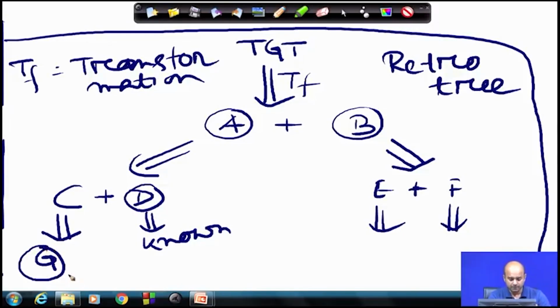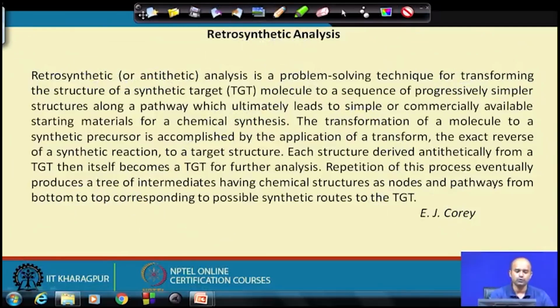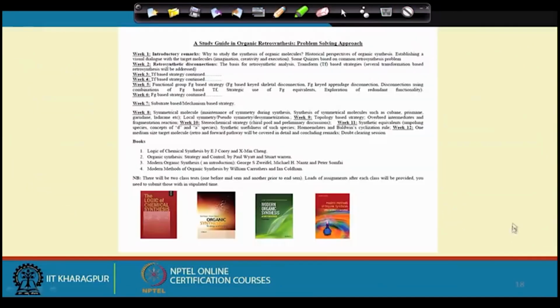So, now you start forward. You start with G and D, mix them together by a chemical reaction, you get A. Similarly, you mix E plus A, you get B. Then you couple A plus B with a suitable transformation, you come to a target molecule. This is exactly what we do in the retrosynthetic analysis.